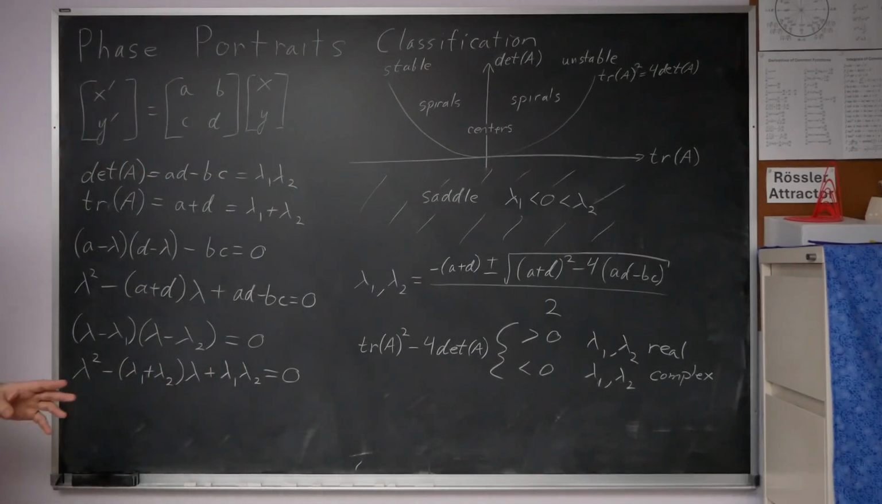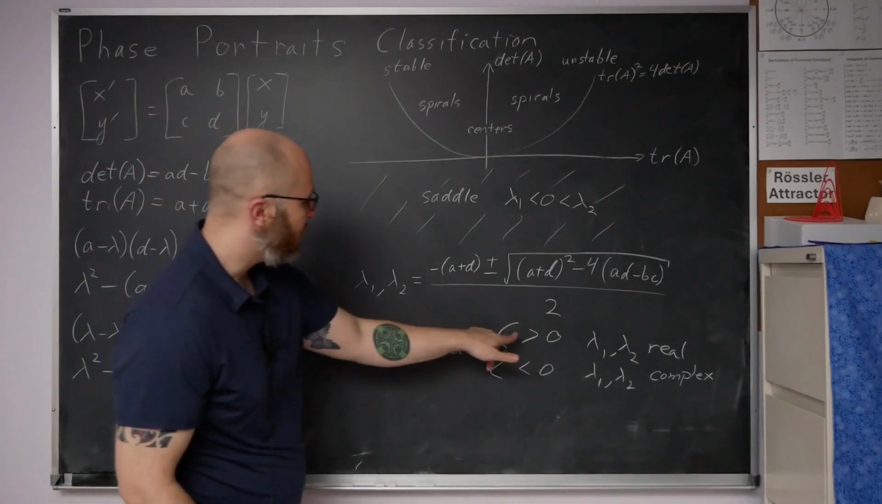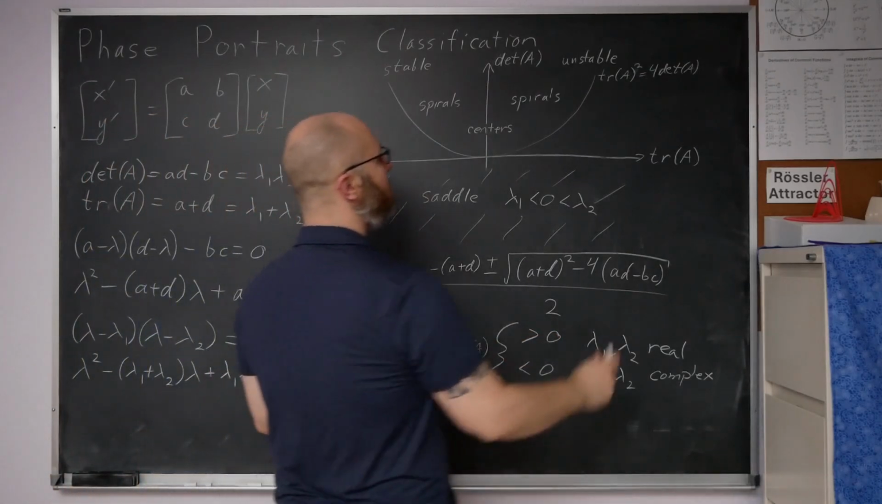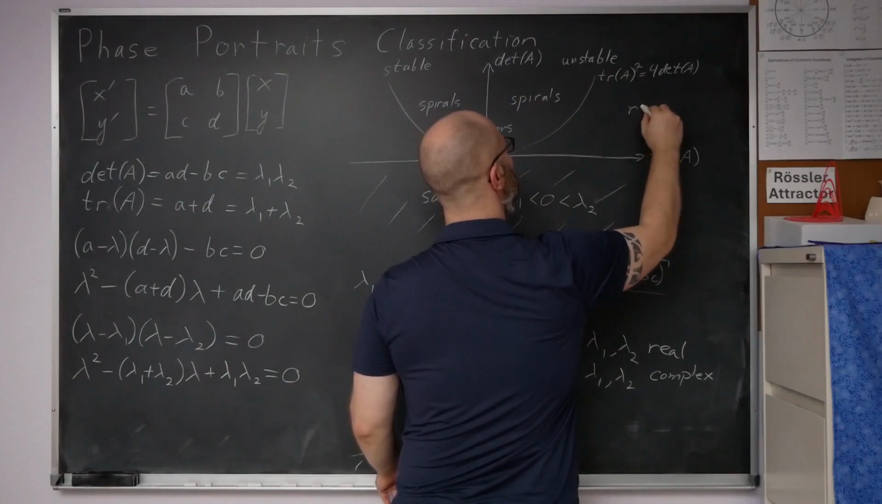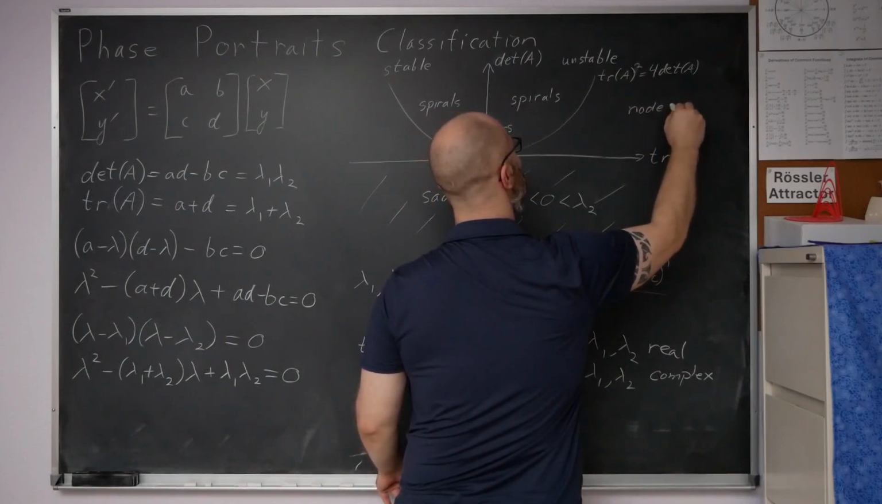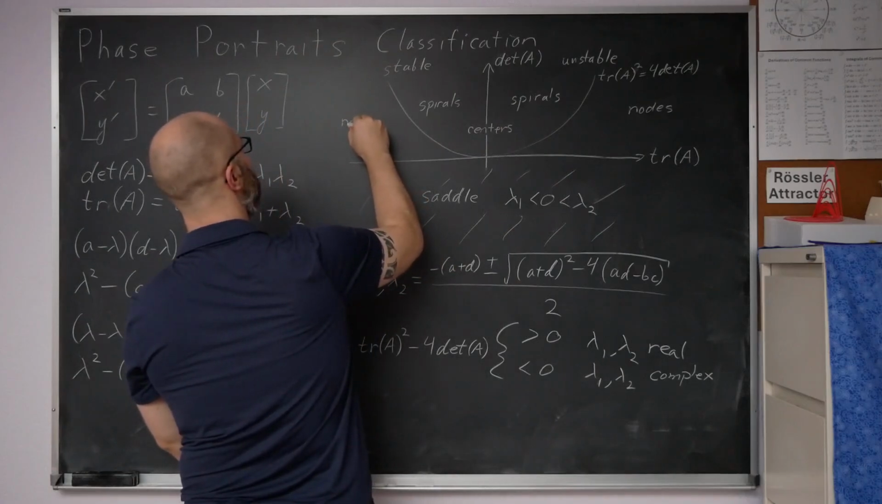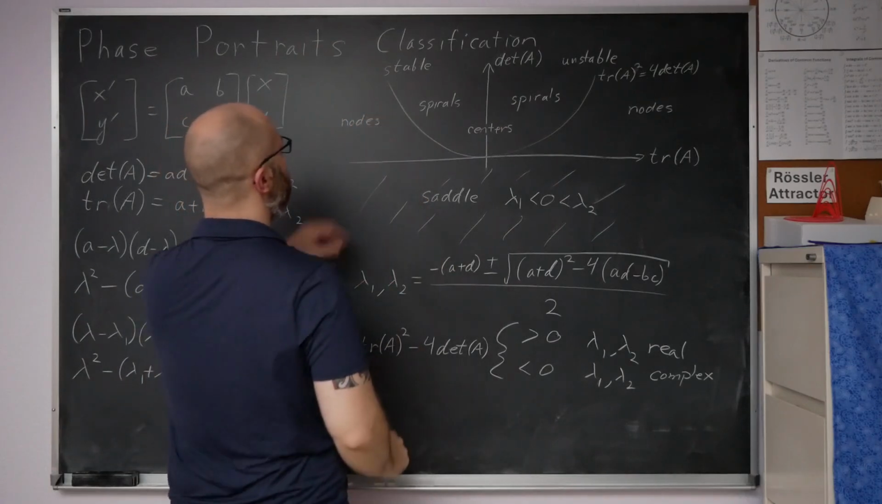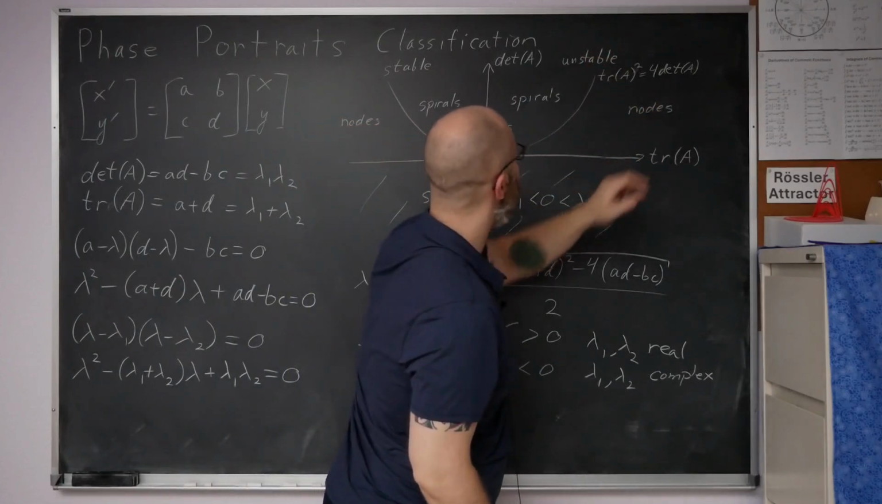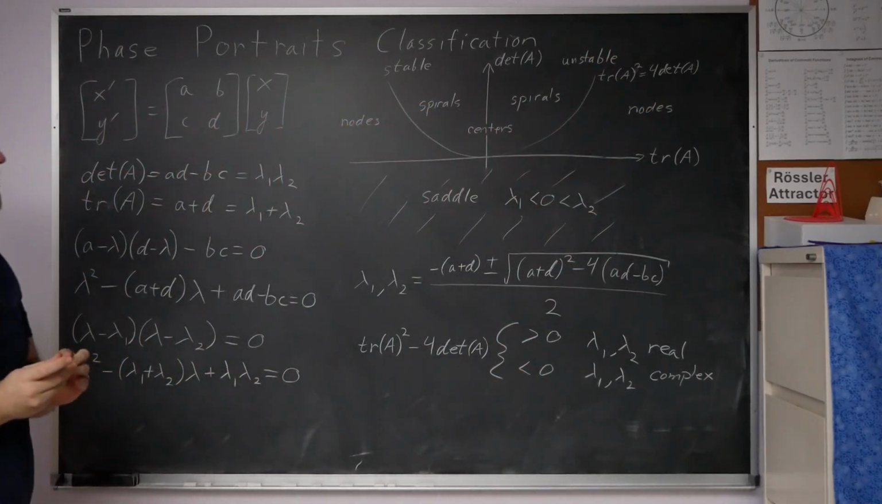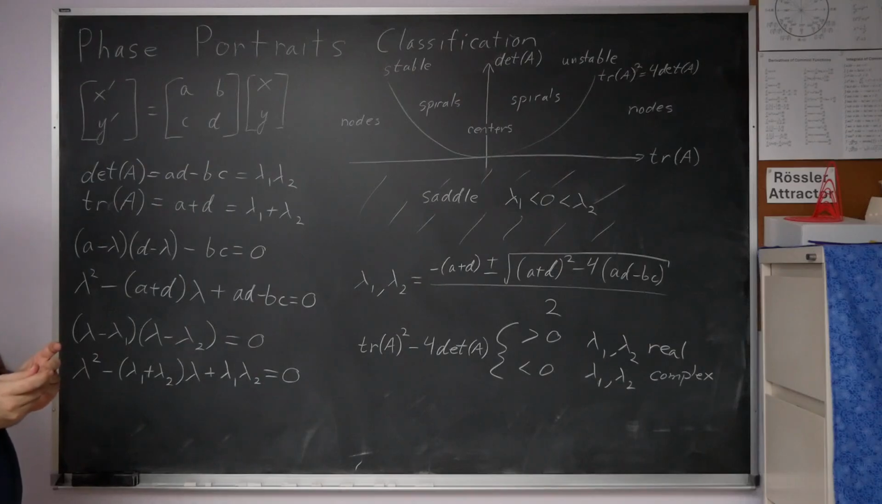All right, now I forgot to label the nodes. If we're outside the parabola, then we're going to have nodes. Gotta leave myself room. And again, stable nodes, unstable nodes. All right, I have a couple edge cases left.